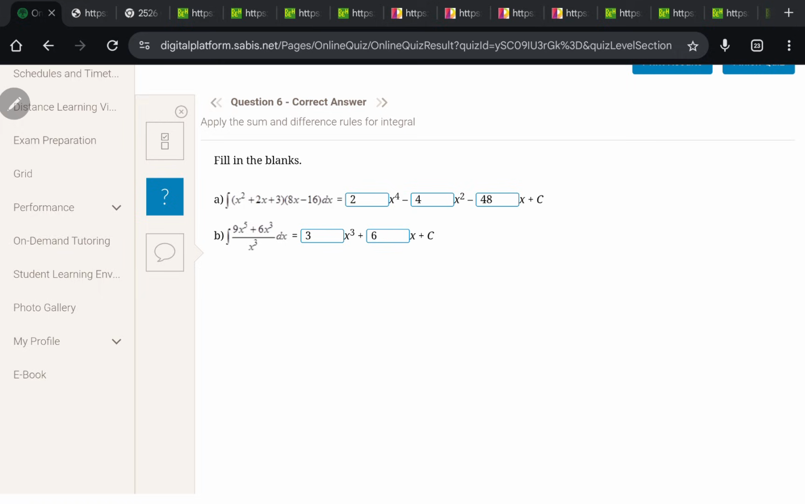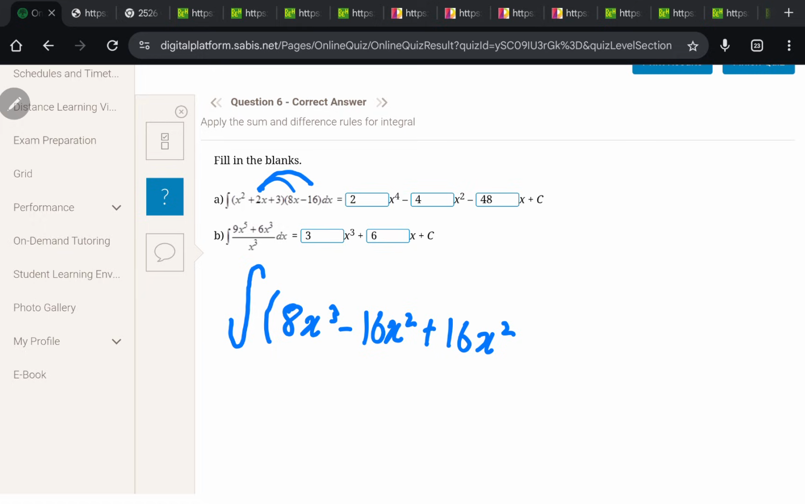For questions like this, I would recommend question A, for example, that you just substitute and expand. So this is equal to what? The integral of 8, let me open the bracket because you need the bracket. 8x cubed minus 16x squared plus 16x squared. Remember, I'm distributing 2x to 8x. Then minus 32x.